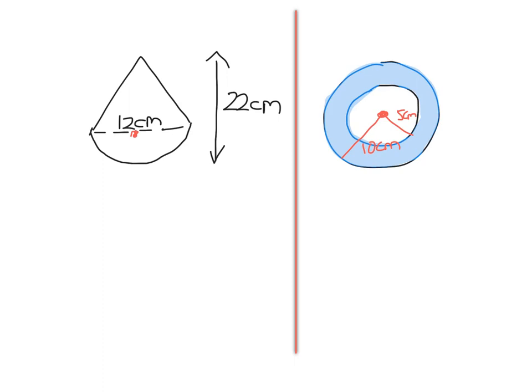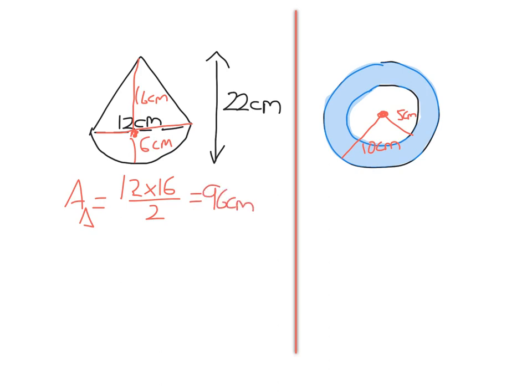So if this distance here is 12, that's the diameter, then the radius here would be 6. So that means that this distance here, the perpendicular height of the triangle, would be 22 minus 6, which is 16 centimeters. So the area of the triangle, remember, it's base times perpendicular height divided by 2, and that gives us 96 centimeters squared.